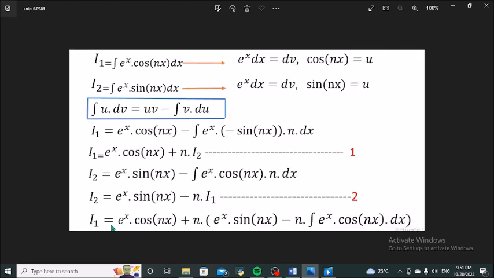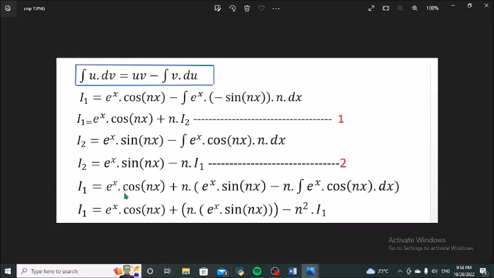Now substituting for I1 here, let's leave I2 for now. So I1 equals e to the power x cosine nx plus n times I2. Substitute for I2 here, which is n times e to the power x sine nx minus n into the integral of e to the power x cosine nx dx. I have taken the n out of the integration being constant, minus n into the integral of e to the power x cosine nx dx. The n outside is multiplied by all this expression, which is equal to I2 here. I put n and substituted for all this expression here.